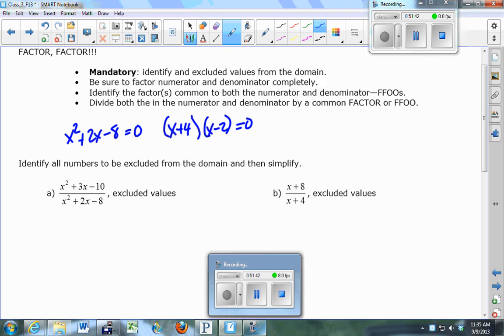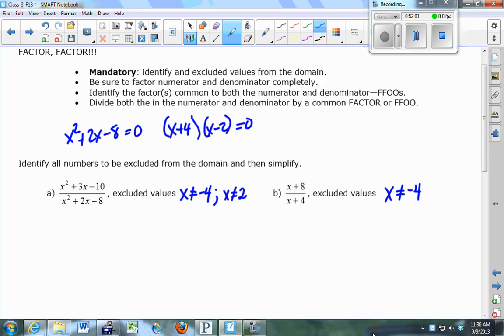So my excluded values are a -4 would make that denominator 0 if I put a -4 in there, or if I put in a +2. So those are my excluded values. My second one, my excluded value is simply -4. It's linear, so I only have one value instead of 2.